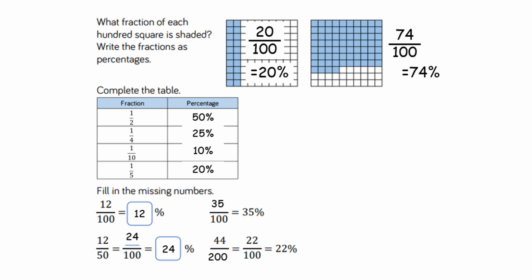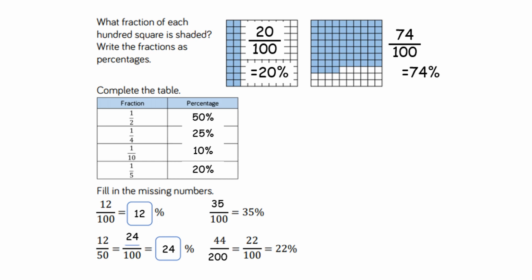Like I said, for this one you should automatically know these, so you should know that a half is equivalent to 50%, a quarter is equivalent to 25%, a tenth is the same as 10%, and 1/5 is the same as 20%. Filling in the missing numbers at the bottom, the top two are probably the easiest, so 12 over 100, so it's already out of 100, so it's 12%.